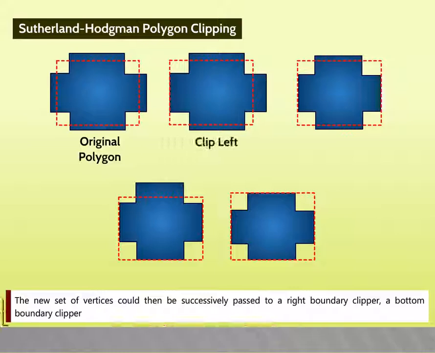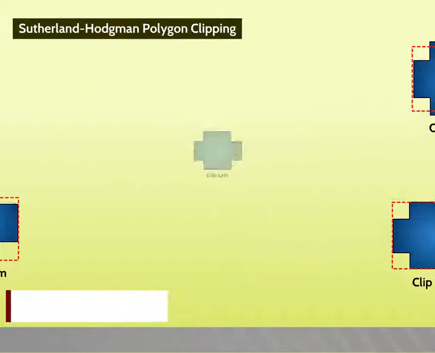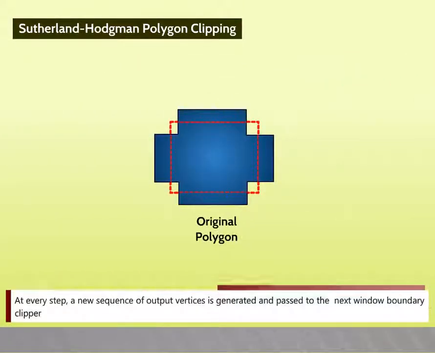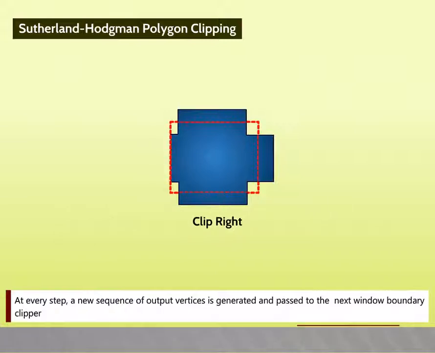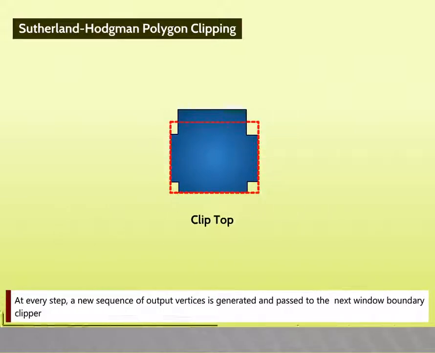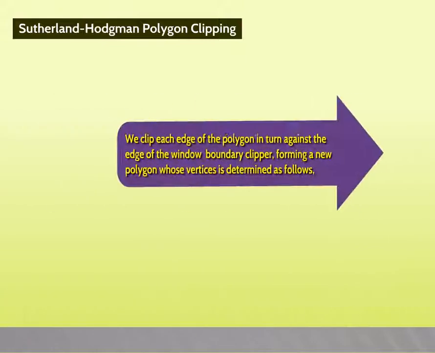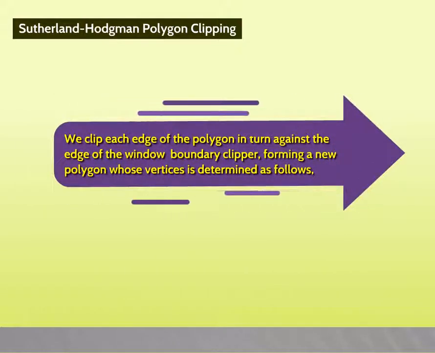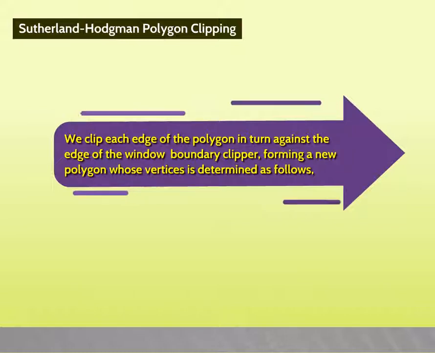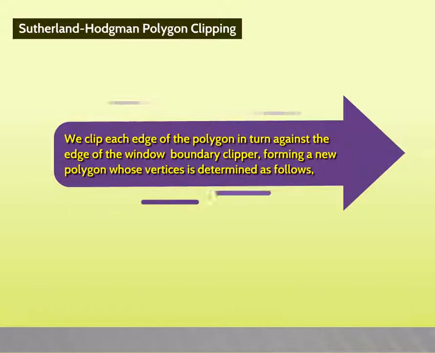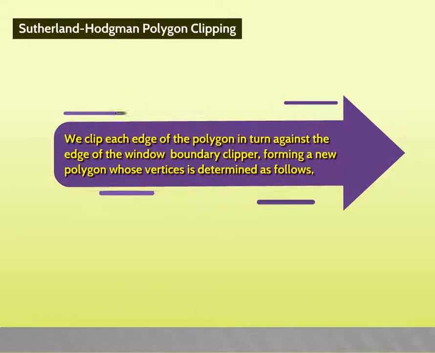The new set of vertices could then be successively passed to a right boundary clipper, a bottom boundary clipper, and a top boundary clipper. At every step, a new sequence of output vertices is generated and passed to the next window boundary clipper. We clip each edge of the polygon in turn against the window boundary clipper, forming a new polygon whose vertices are determined as follows.